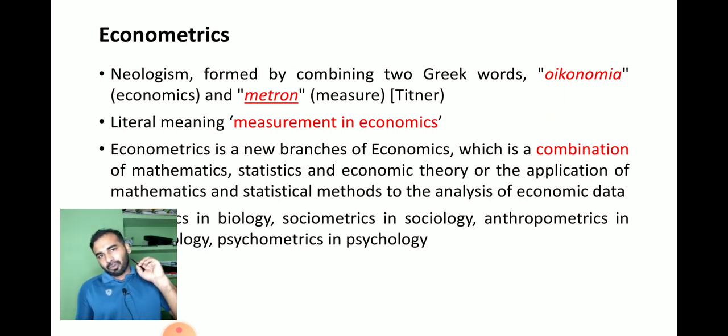One thing in this slide, what I am trying to say, is that econometrics is derived from two Greek words, oikonomia and metron, literally meaning economic measurement. Econometrics is a branch of economics which is a combination of mathematics, economics and statistics, or we can say the application of mathematics and statistics to economics.